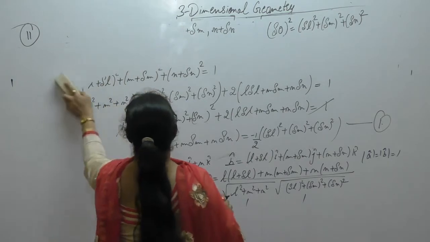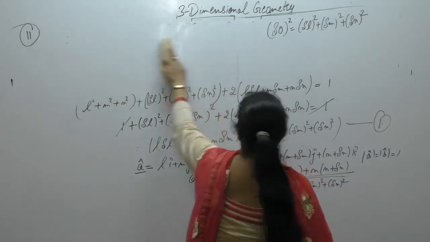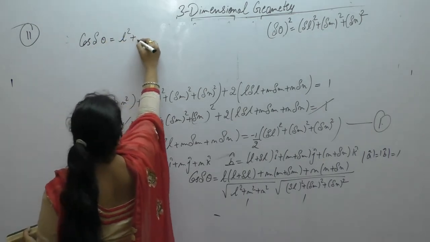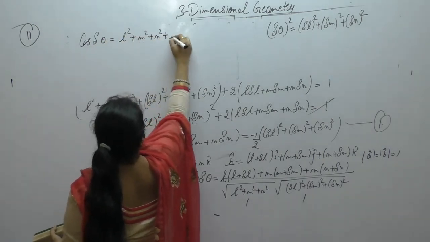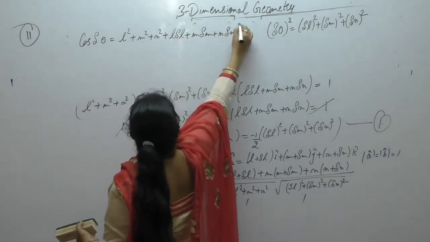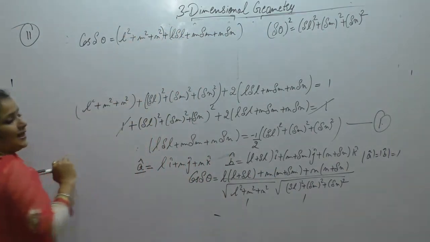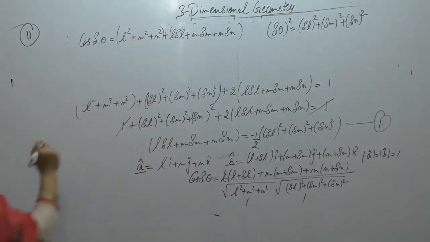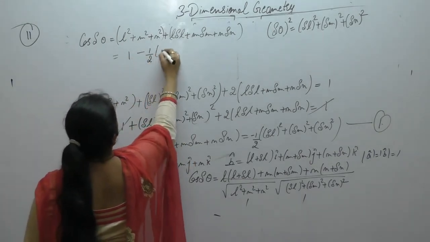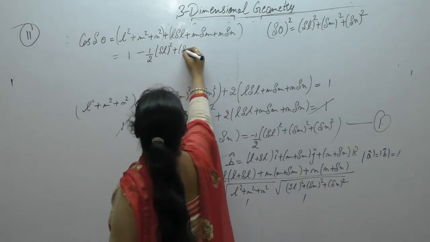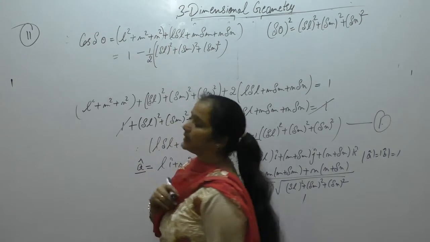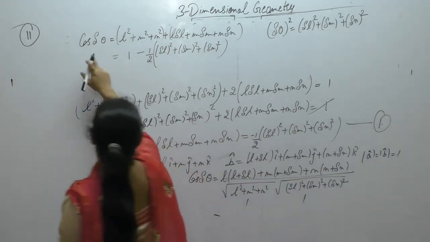Now open the brackets. Cos delta theta is equal to L squared plus M squared plus N squared, plus L delta L, M delta M and N delta N. L squared plus M squared plus N squared has the value 1. Put the value of this, that is 1 by 2 (delta L squared plus delta M squared plus delta N squared). Clear? Now this one goes on that side.